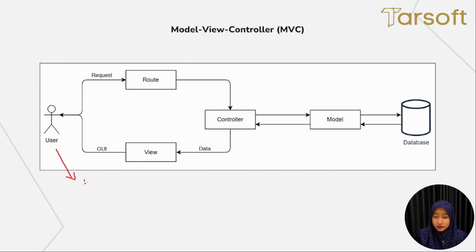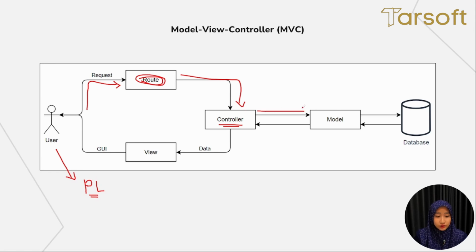a user clicks a navigation link which says product list. This link will trigger and send the request to the route, which will send the request to the controller. And the controller will process the request and see what kind of data it needs, or if it needs to be processed and what kind of output it needs. So for this example, it needs products list, which is products data.